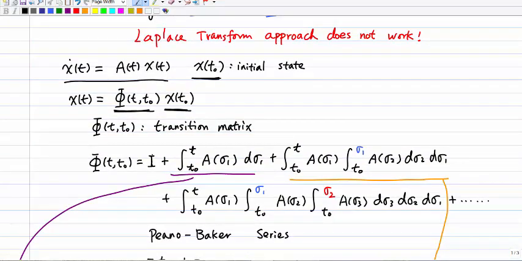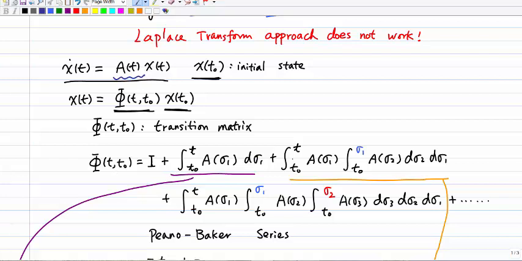In particular, this transition matrix is given by this form: phi t t0 is equal to the identity matrix, which is the same size as my matrix A, plus the second term, which is the integration from t0 to t of A sigma 1 d sigma 1. I'll give more examples later on how to compute this individually. Generally speaking, this is the linear time variance system, this is A t, and you replace the variable t by sigma 1 and integrate over sigma 1. This is the first component in my transition matrix.